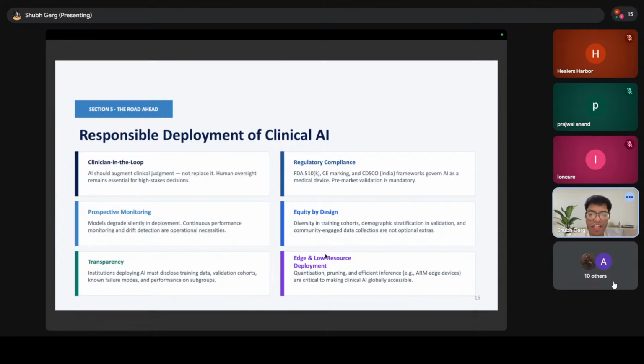And finally, the edge and low-resource deployment: quantization, model pruning, and efficient inference pipelines are what make clinical AI accessible in the settings that need it most. A system that only works in a well-resourced urban hospital with a GPU cluster is not a solution to a global health inequity. It's a solution for people who already have access to care.